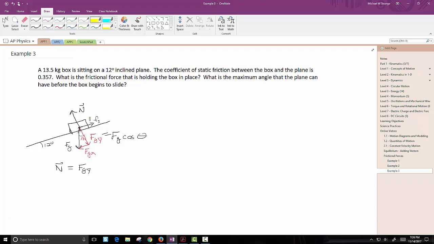So let me just highlight that. This one is going to be equivalent to this one because they're both acting parallel to the plane. In fact, I could just draw this up here, you know, it would go right here. That would be my Fg in the x direction. So let me write that down. So my static frictional force is equal to the force of G in the x direction. Okay, so let's see. How would we calculate the force of G in the x direction? Well, it's opposite. That would be Fg sine theta.